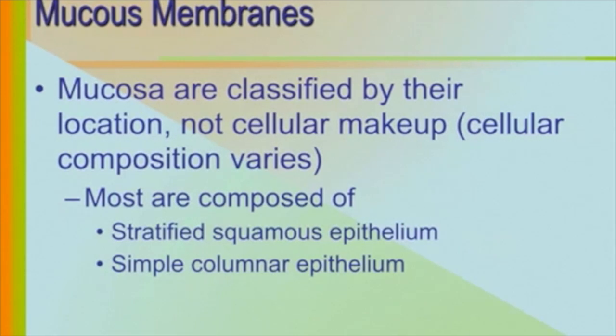These tend to be composed of stratified squamous epithelium or simple columnar epithelium, depending on what they need to do. The stratified squamous epithelium is going to be things like your esophagus that might have a lot of friction, that comes into contact with a lot of surfaces. The simple columnar epithelium would be in places where either absorption or secretion is desired. So these are going to tend to be the places that produce mucus.